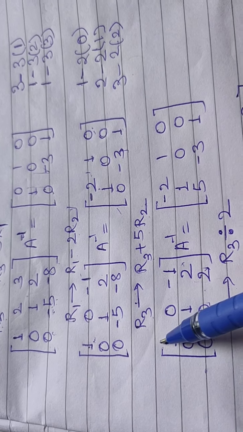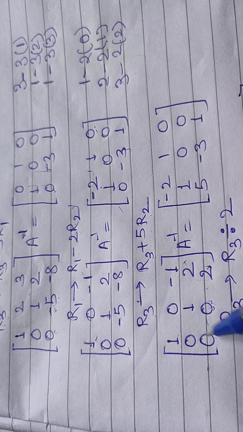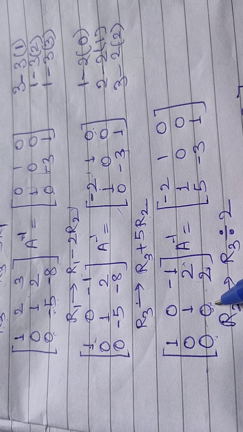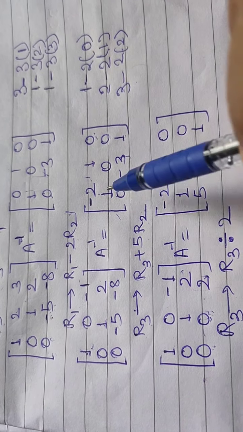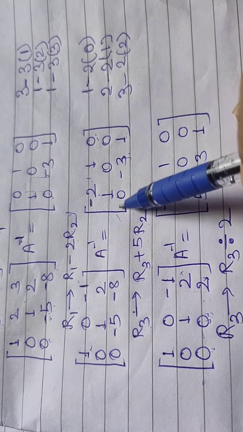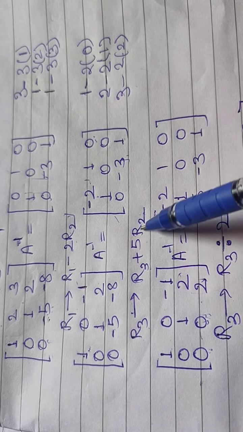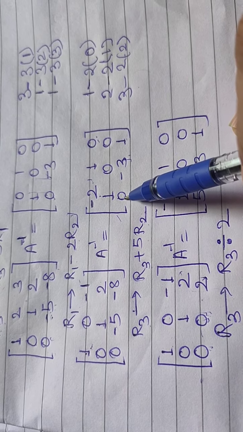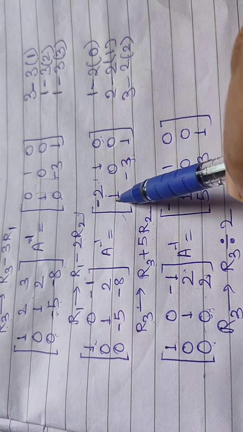So now the first column becomes 1 0 0, the second column becomes 0 1 0. And the same transformation should be done here on the right hand side, as this is R3 plus 5R2.